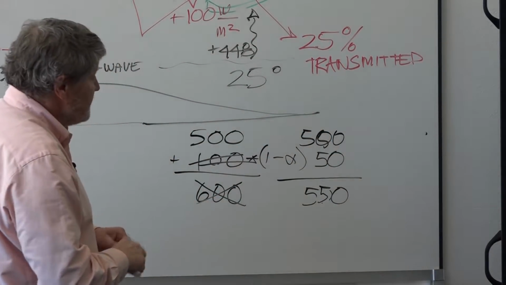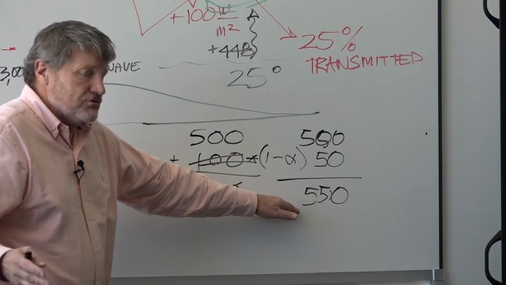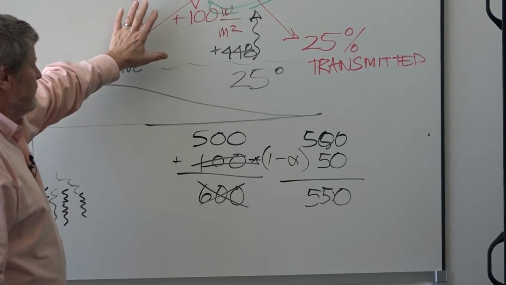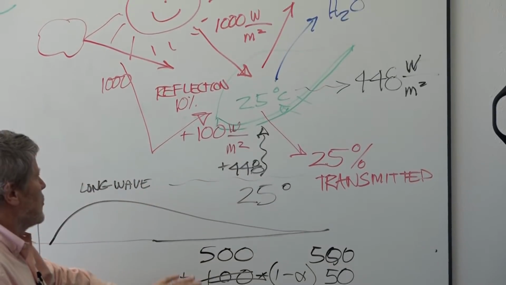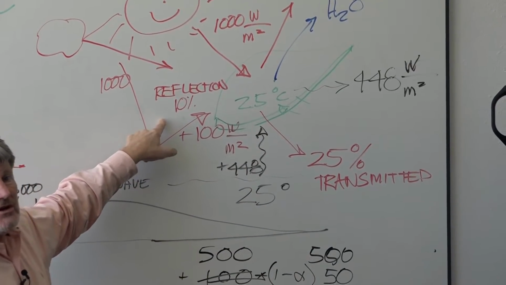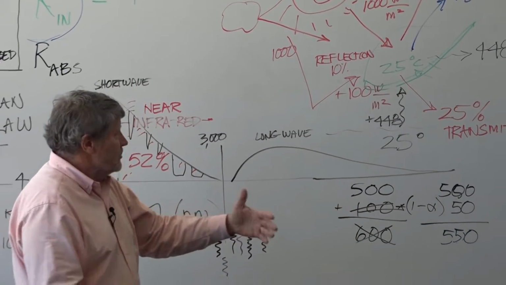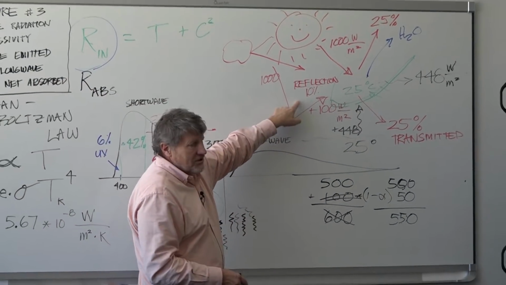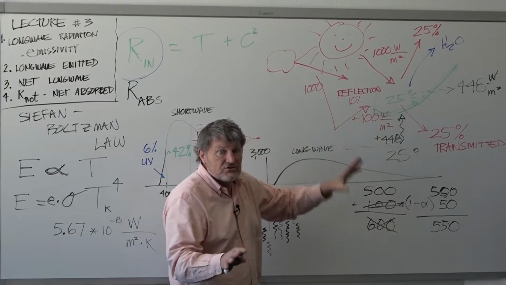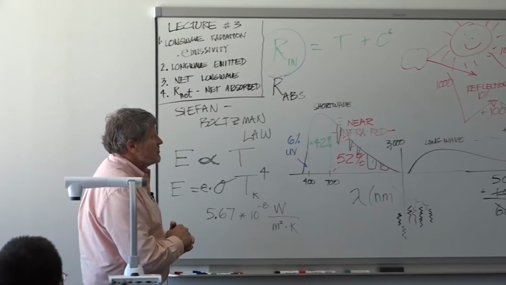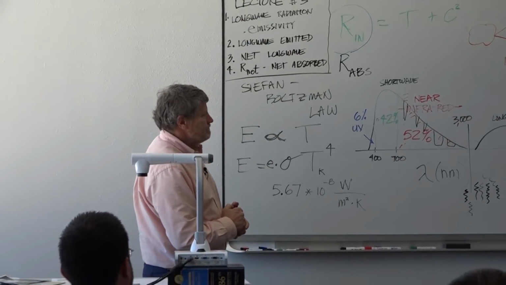This 50 is quite a bit of energy, so it's not really a small error, but it's important that this is correct, because sometimes this reflection is huge. If you get something on the south side of a building, this reflected energy can be a lot more than 10% in some cases. In this example, it's not so big, but it depends on the case.